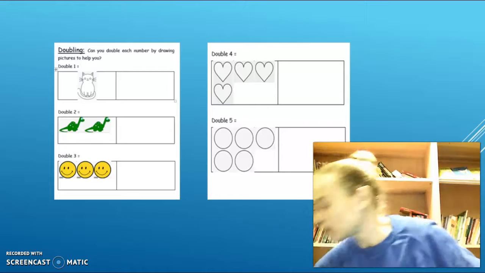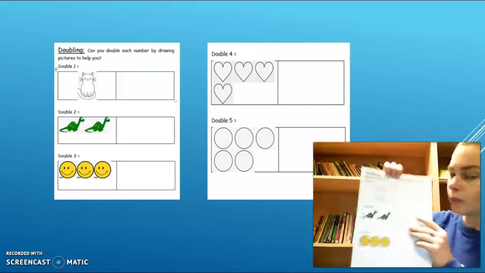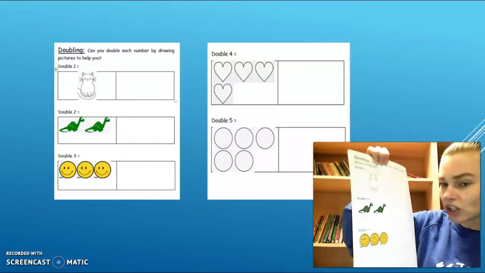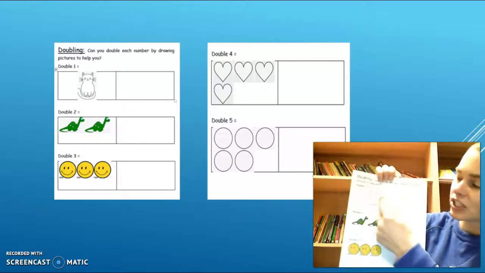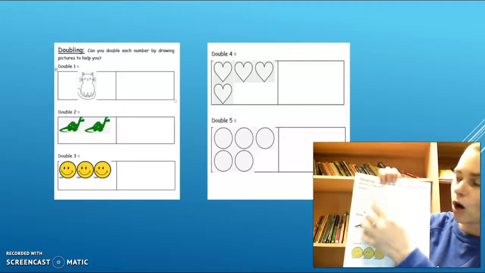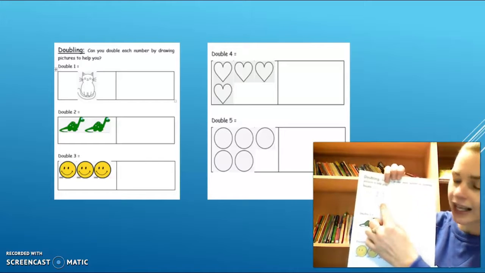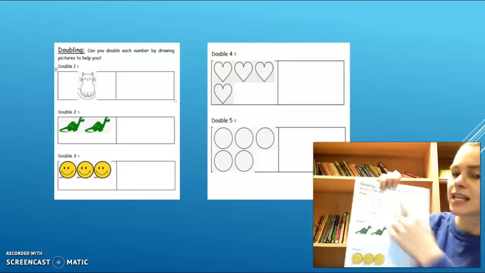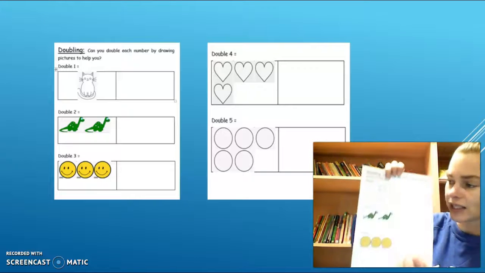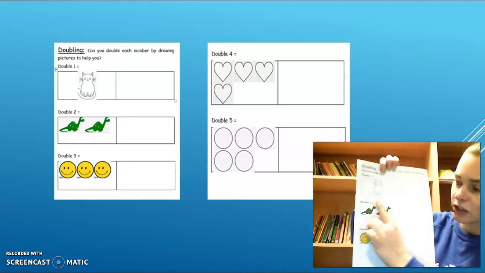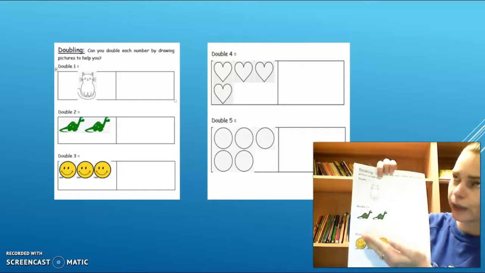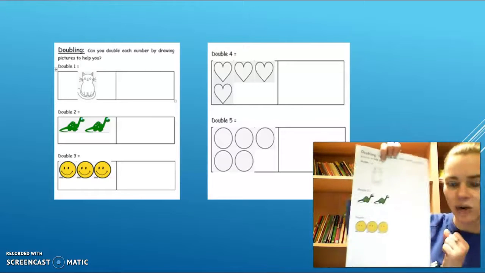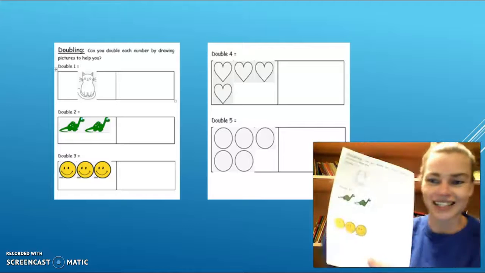Right, next up, reception, you have got a little challenge to do. So there is this sheet where you're going to draw pictures to work out the answer to each double question. So your first one is double 1. So you've got 1 cat on this side. You need to double 1, so you're drawing another cat on this side, then counting how many altogether and writing the answer. Then next, double 2. So you've got 2 dinosaurs. We're going to double the dinosaurs, so draw 1, 2 more, and add how many altogether. So you've got those questions to do.